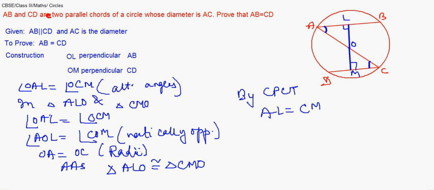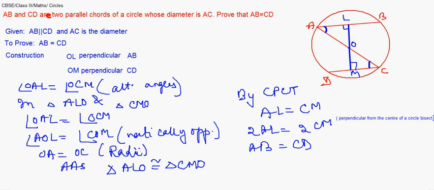Now AB and CD are, because perpendicular from the center of the circle bisects the chord, therefore AB is twice of AL. Twice of AL becomes AB and twice of CM becomes CD. Here you can write in the bracket: perpendicular from the center of a circle bisects the chord.